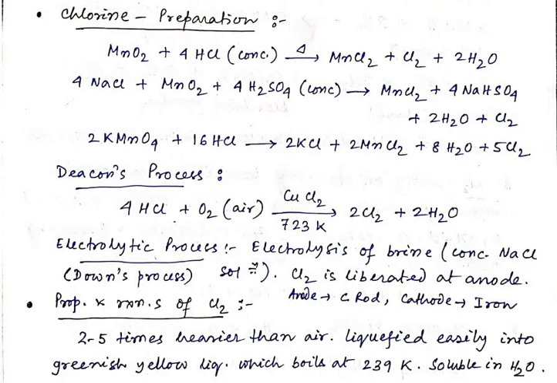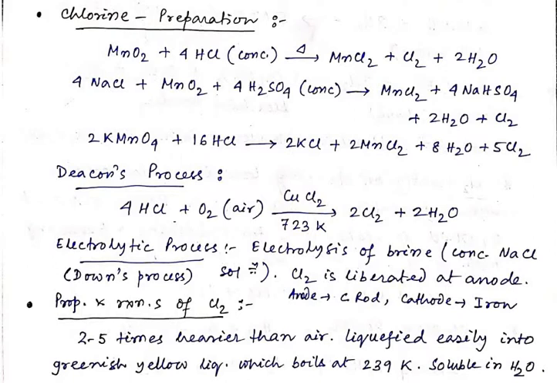Next, the famous processes are also there. One is the Deacon process, and one is the Downs process. These are the industrial processes, and by using these processes we can synthesize Cl2 in industry. So first of all I am discussing the Deacon process.